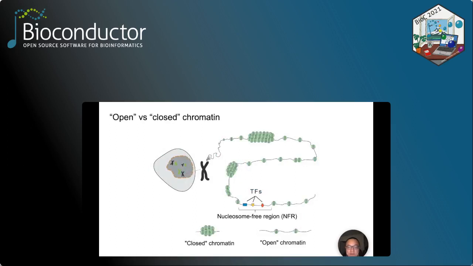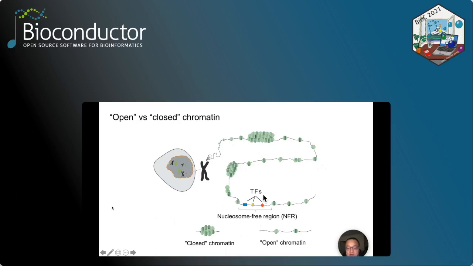Along the genome, the DNA packaging is not even. For example, as shown in this figure, in some regions the DNA forms the nucleosome structure, and the nucleosomes are stacked tightly together, therefore preventing the binding of transcription factors. We call those regions the closed chromatin.